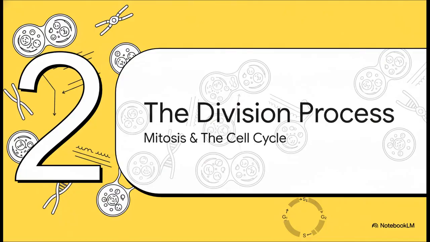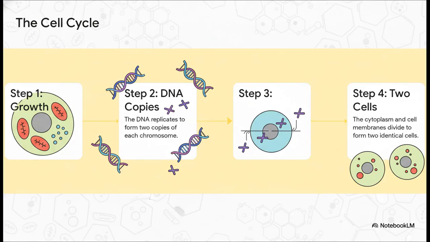Right, so we've got the instruction manuals, but how does a cell actually go about copying itself and all those instructions? This is where we dive into the cell cycle and a really crucial part of it called mitosis. So the cell cycle is a really precise 4-step journey. Think of it like a little life story.